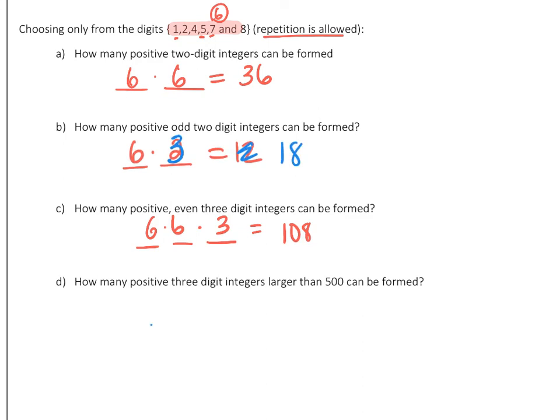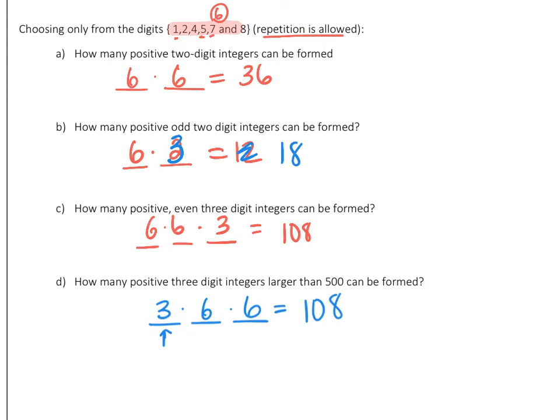3-digit integers larger than 500. So if it's larger than 500, it means that this digit here has to be a 5, a 7, or an 8, because if it was a 4, it'd be like 400 and something. So I've got 3 choices there, and then these can be anything. So 3 times 6 times 6 is 108.